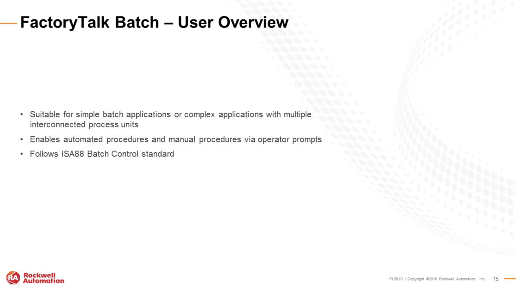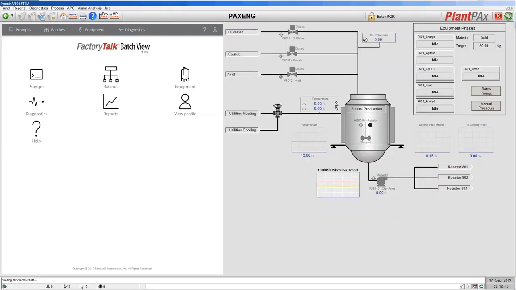FactoryTalk Batch was designed around the ISA S88 batch control standard and helps encourage following this best practice in its implementation. Let's start by running an existing recipe and looking at the user interfaces available for FactoryTalk Batch. On the screen at the moment, we're looking at the user interface that is integrated into FactoryTalk View Site Edition. This allows you to look at both what's going on in the process and what's going on within FactoryTalk Batch.